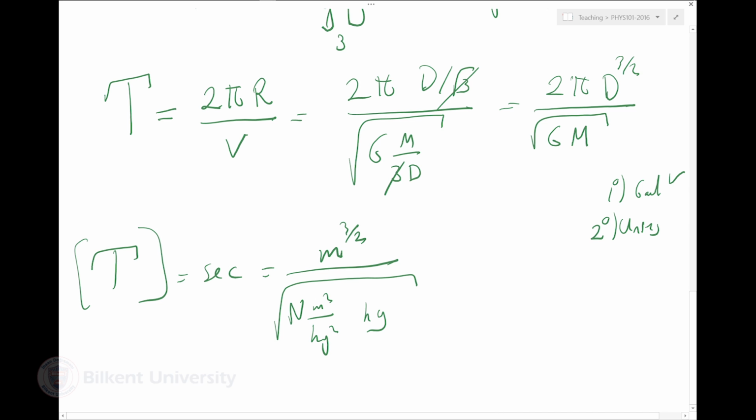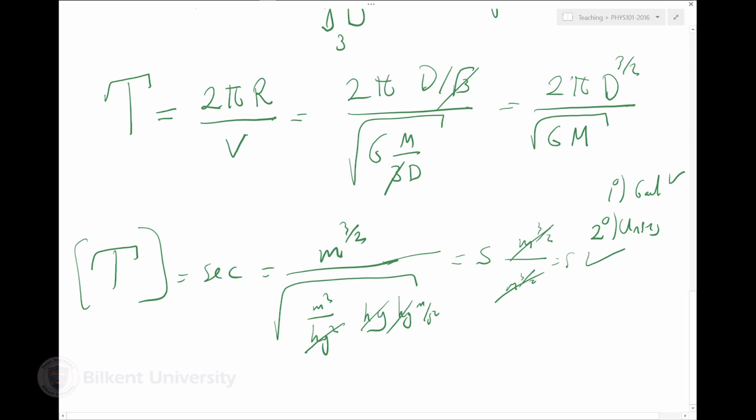Great. Let's write Newtons in terms of kilograms, meters, and seconds squared. What's Newton? Kilogram meter per second squared. So kilograms cancel. This is great. I have square root of second squared is second. I have m to the 3 halves and m to the 3 halves. They cancel. So this is second. And we actually have, at least unit wise, this is correct.